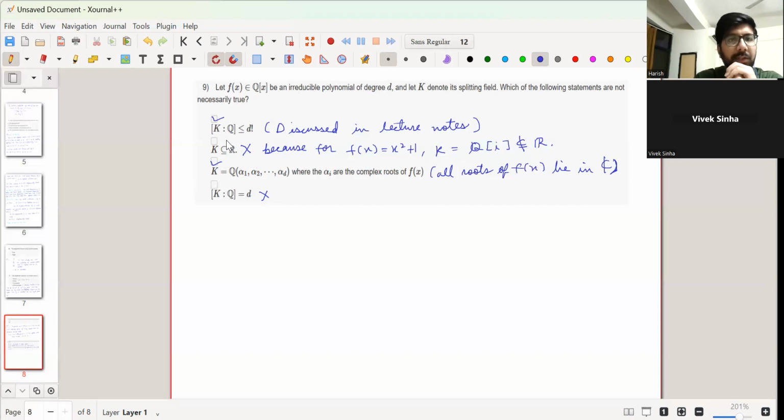But even if you remove this irreducible condition, then also it is true. You consider any polynomial in Q[x], or in fact not in Q[x], any polynomial in F[x], capital F, any field. And if K is a splitting field, then the degree of K over F is less than or equal to d factorial. This is universally true. So for irreducible also it is true, right? What's the problem? It's just a sub case of it. I hope that's what you want to ask, or something else.